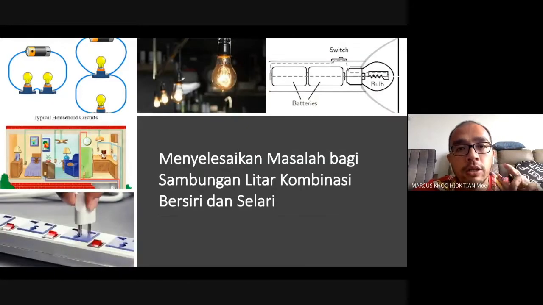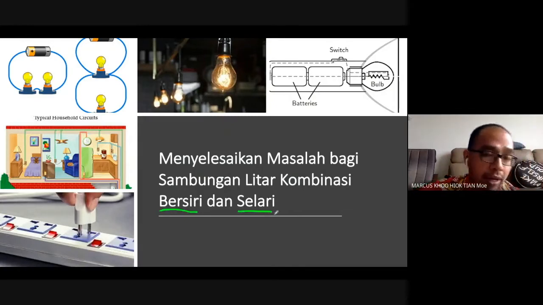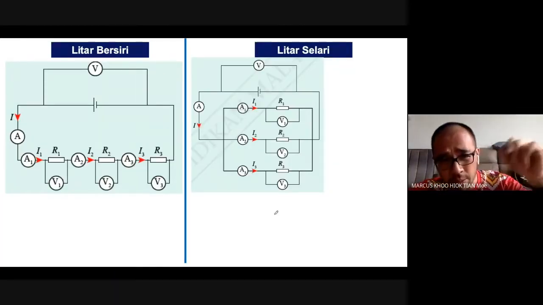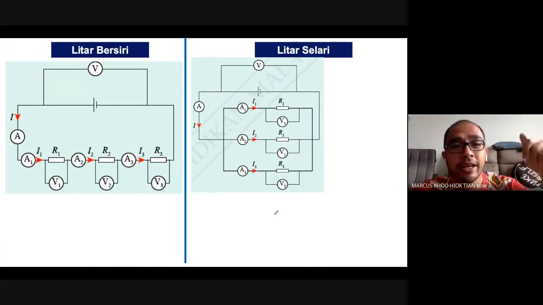So today, what we're going to do is we're going to look at two different types of combination circuits, which are called series circuit and parallel circuit. So we're going to look at activity 1 in page 91. This is where you need to write stuff lah.